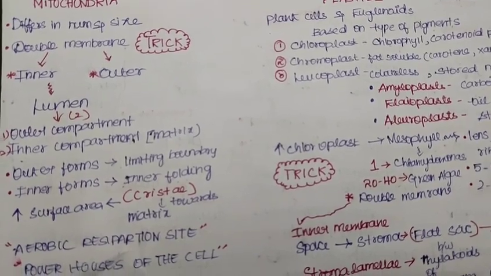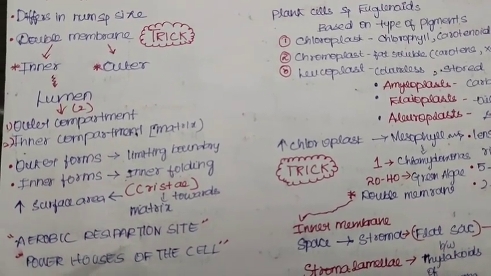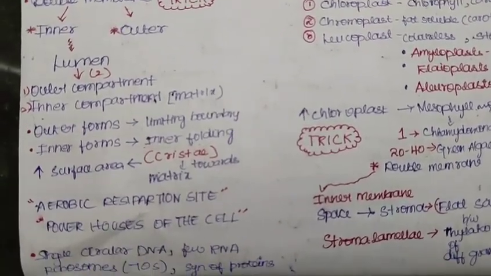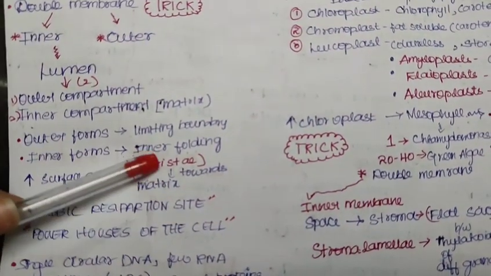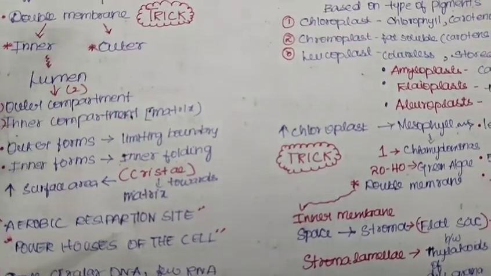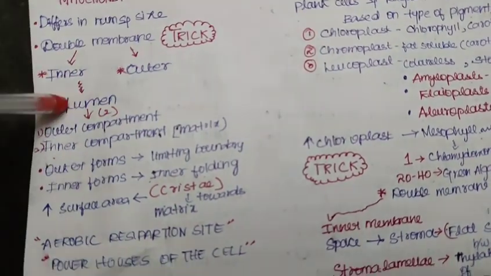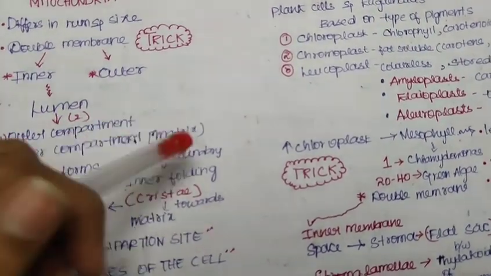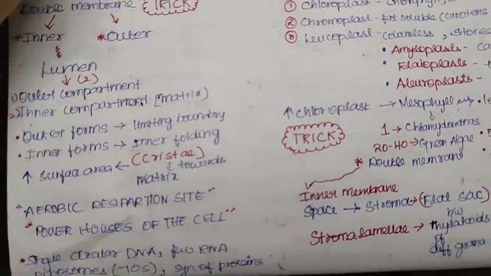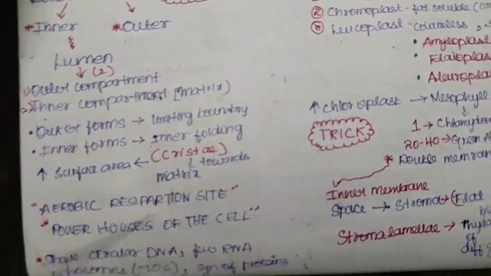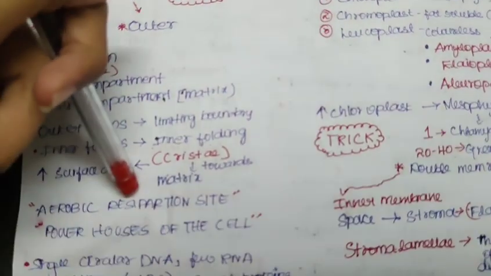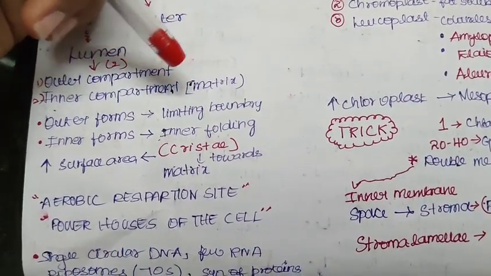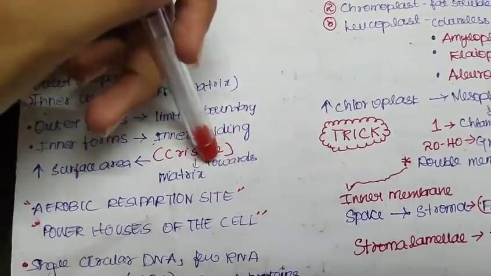So this is double membrane, one of which is inner and the other is outer. This inner membrane divides the lumen of the mitochondria further into two compartments, an outer compartment and an inner compartment. This inner compartment is called the matrix. The outer compartment forms the limiting boundary of the organelle, but the inner compartment forms a number of infoldings which are called cristae.